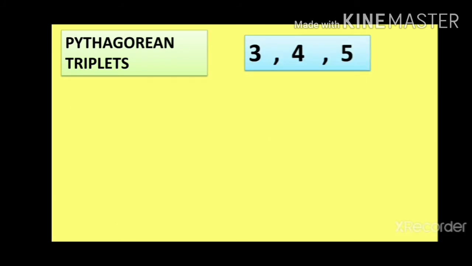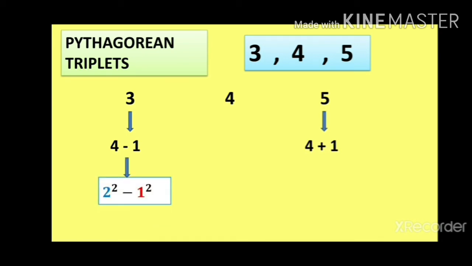Next, the triplet 3, 4 and 5. So 3 can be written as 4 minus 1. 5 can be written as 4 plus 1. Now here 4 minus 1 can be written as 2 squared minus 1 squared, because 4 is the square of 2 and 1 is the square of 1. Similarly, 4 plus 1 can be written as 2 squared plus 1 squared. Here we see that we have used the numbers 2 and 1 in both of the cases.